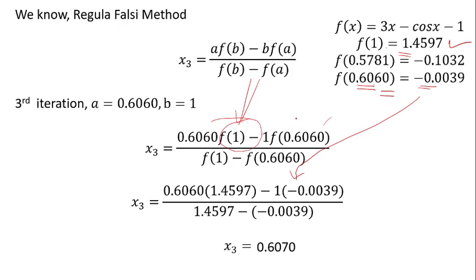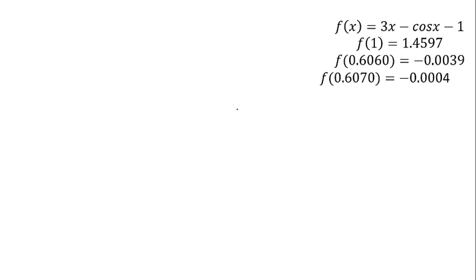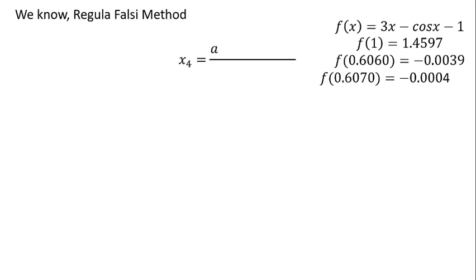This is our x3, and our x2 is different, right? So x3 and x2 are not the same. Therefore we have to go for one more iteration. Again the same formula: x4 is equal to a into f of b minus b into f of a divided by f of b minus f of a. Now let me write the fourth iteration.